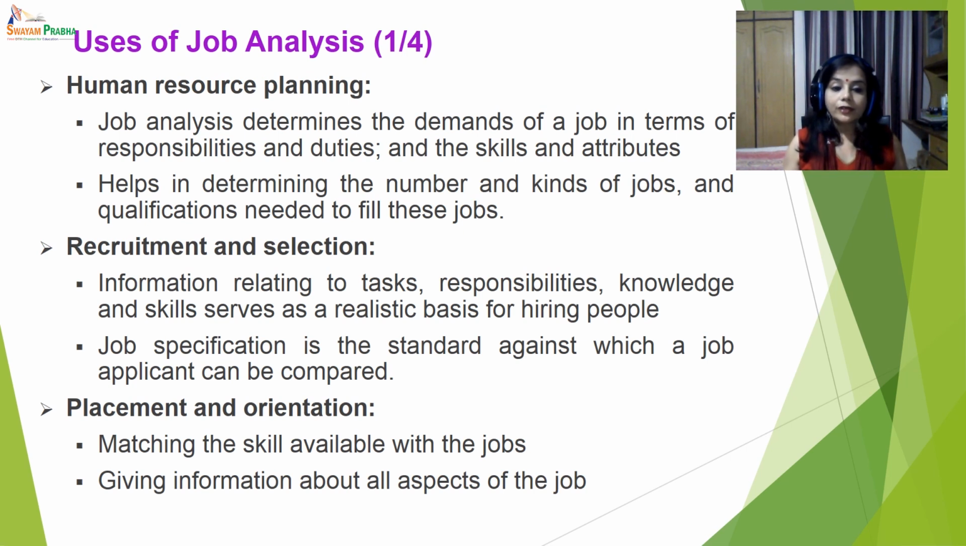Now the information relating to the task, responsibilities, knowledge and skills serve as a realistic basis for the hiring process. Now, from where will this information come? This information will come from the outcomes of job analysis only. Job specification is the standard against which a job applicant can be compared. So the two outcomes of job analysis are the description of the job, that is job description, and the specification, that is job specification, the requirement of the job. This will help in the recruitment and selection process.